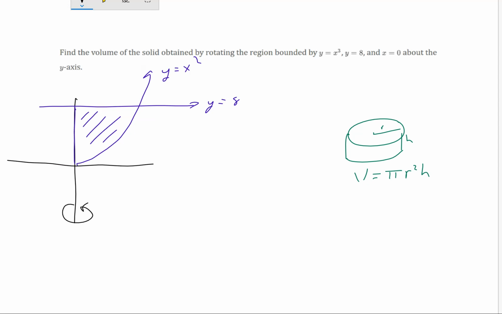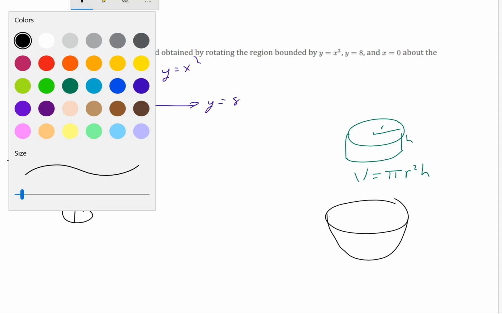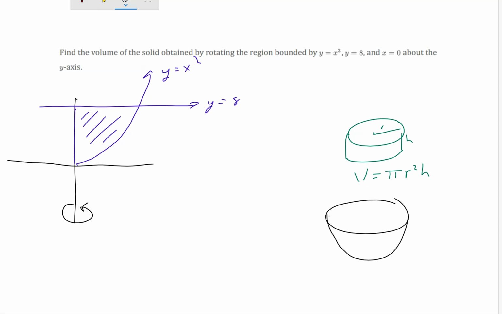Now, if you can imagine that, you're going to make a bowl shape. When you spin that around, you wind up with something that looks like that, right? With the disk method, let me erase this so it won't get too messy. We're just going to look at one little rectangle at a time, just like with integration. We just look at one little piece.